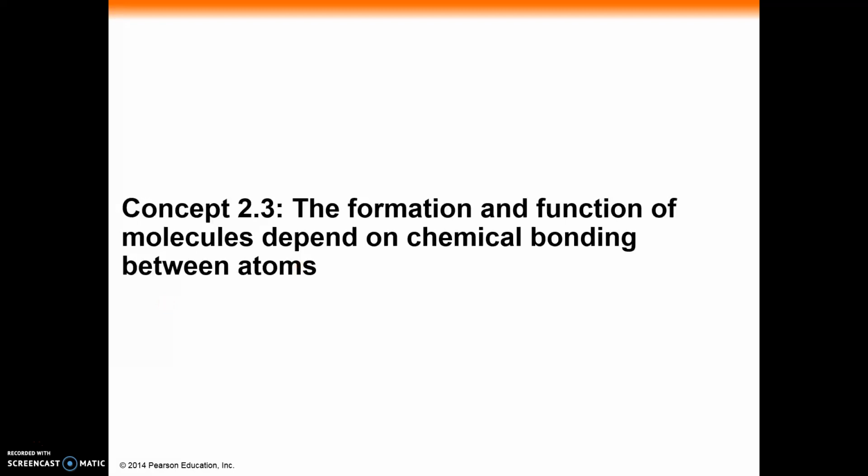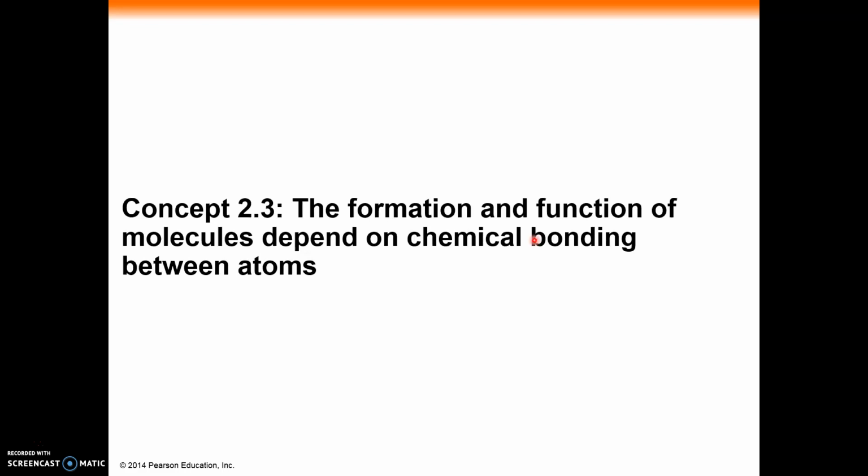The formation and function of molecules depends on chemical bonding between atoms. Now, again, new word here, molecule. What is that? I briefly touched on the concept of chemical bonding, but now we're going to take a much deeper dive into it. Okay?